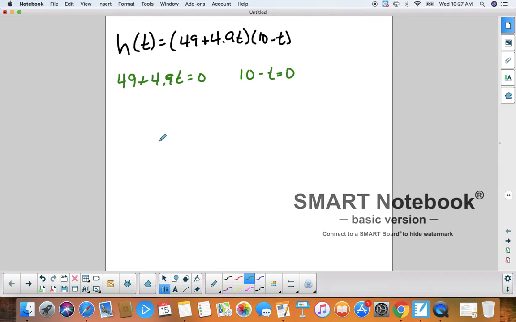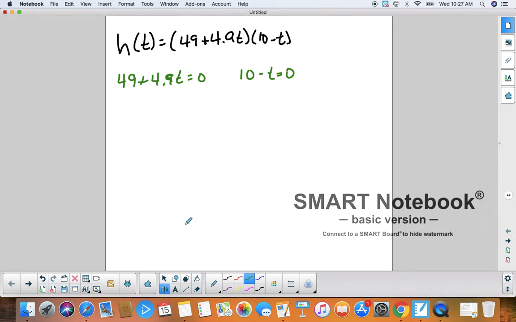Now remember, we're talking about time, and so we don't want to know negative time, right? We don't want to know before it was tossed out of the helicopter. We want to know at what time was the object on the ground after being thrown out of the helicopter. All right, so that's the first part of the question. You need to go ahead and solve these two equations to find the t value. When did it hit the ground?